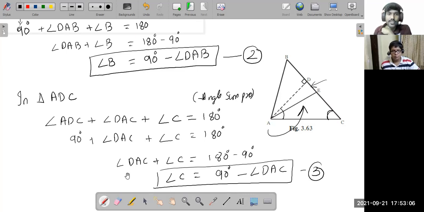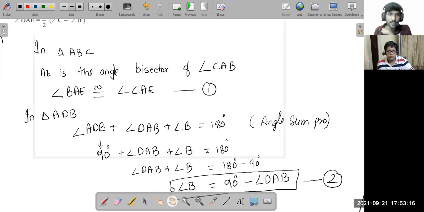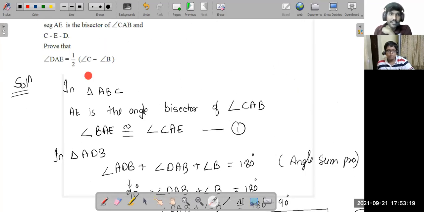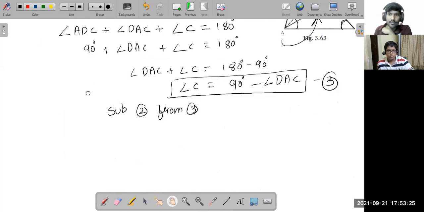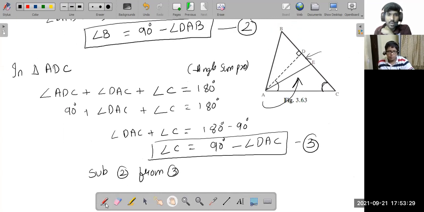Now what you do, subtract 2 from 3. Subtract 2 from 3. Now why are we doing this subtraction? Because you see what you have to prove: angle C minus angle B, we need. So that's why I'm doing the subtraction this way. So this would become angle C minus angle B.